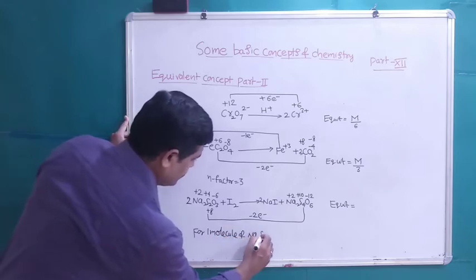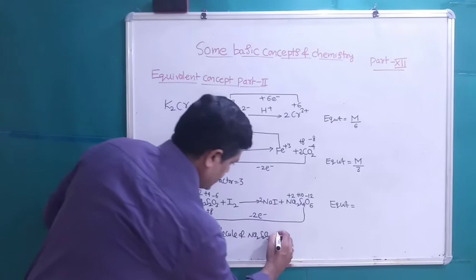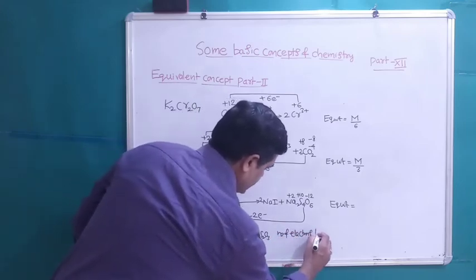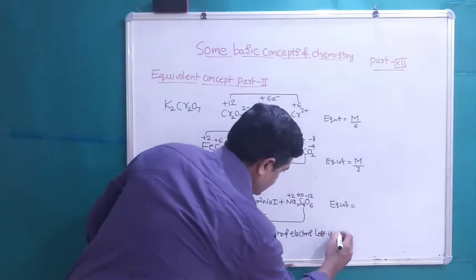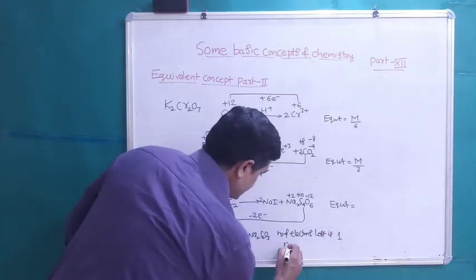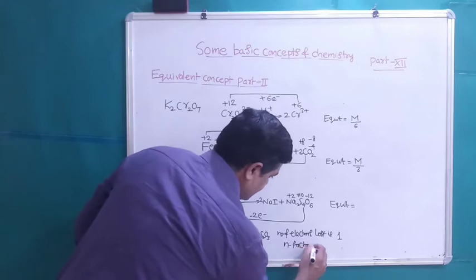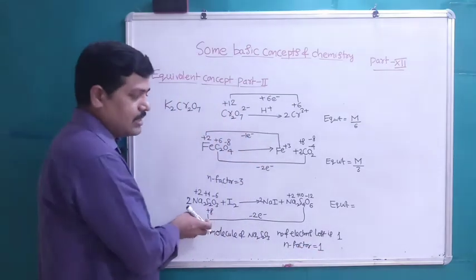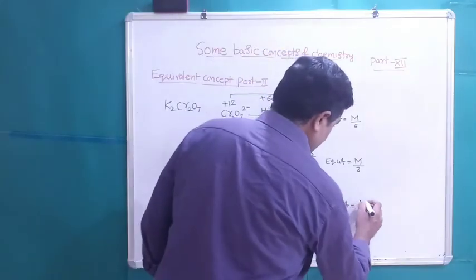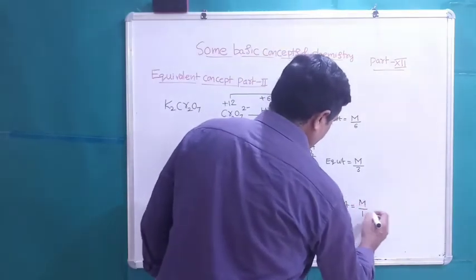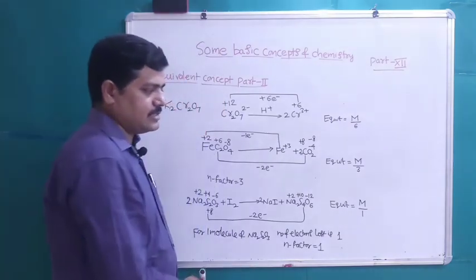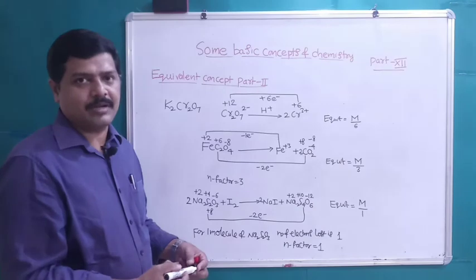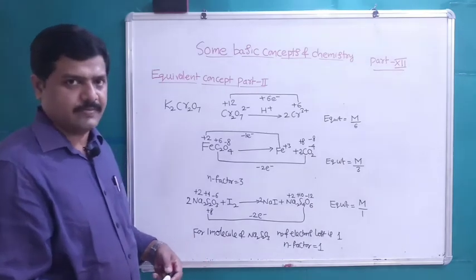of sodium thiosulfate, number of electrons lost is 1. So that is the same as a N factor. N factor is equal to 1. So equivalent weight for the sodium thiosulfate, if its molecular weight is M, divided by 1. That means equivalent weight is the same as a molecular weight. Let us take one more example, disproportionation reaction.